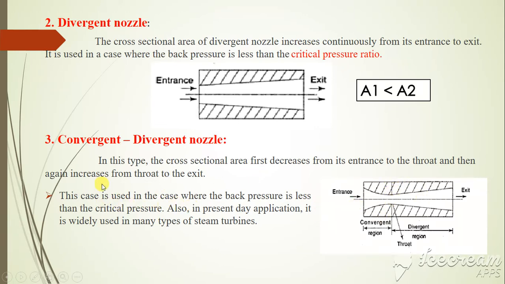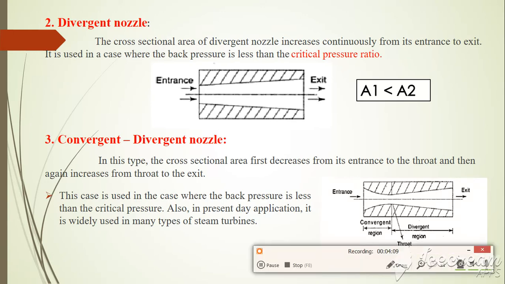Let us understand the definition. In this type the cross sectional area first decreases from its entrance to the throat, and then again it increases from the throat to the exit. Basically this is used in rockets where high velocity is needed. So I have completed the different types of nozzles, that is convergent, divergent, and convergent divergent.